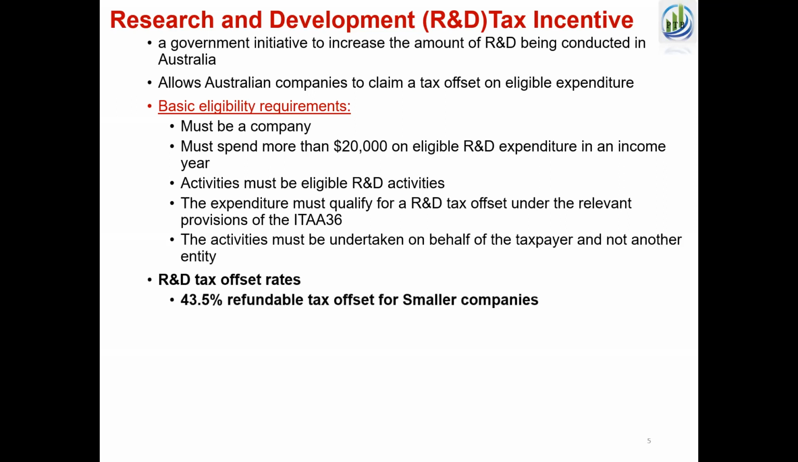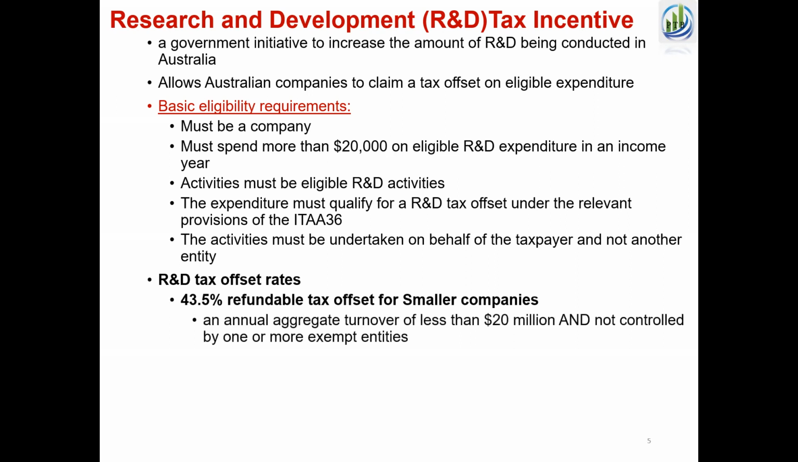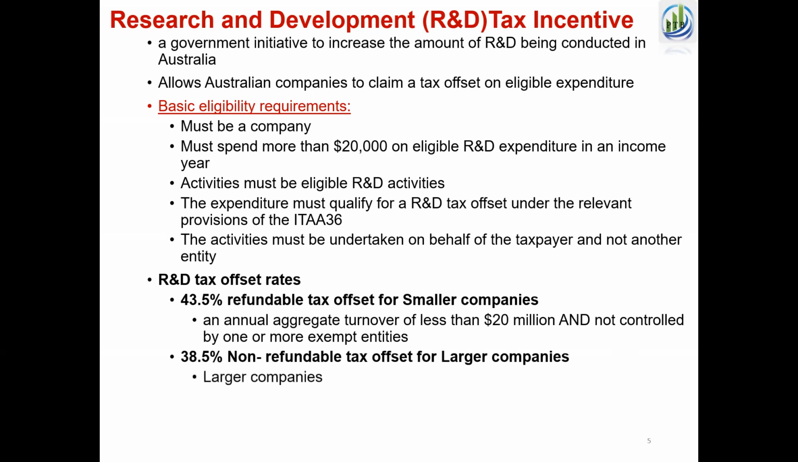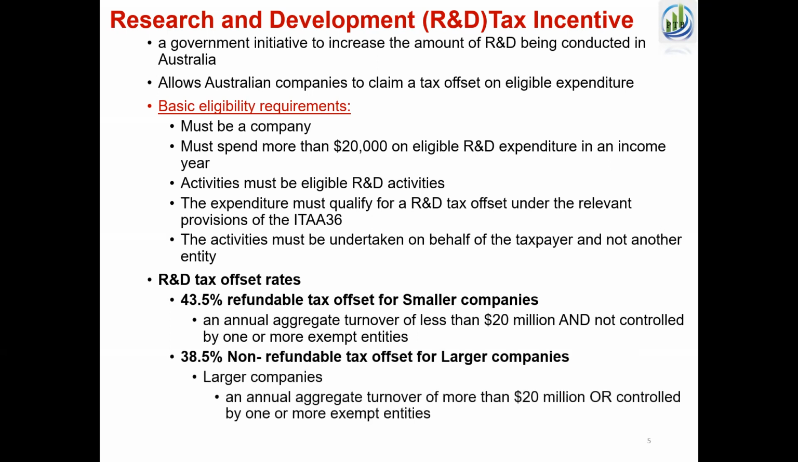So how much is that offset? There are two types of businesses here. One is called smaller companies, which is less than $20 million turnover. They will get 43.5 percent of their R&D expenditure as a tax offset. If you are a large company, it is 38.5 percent, but you can see it is a non-refundable tax offset. So a large company is going to get a non-refundable tax offset.